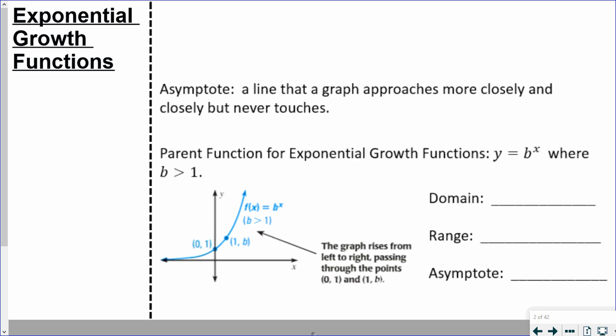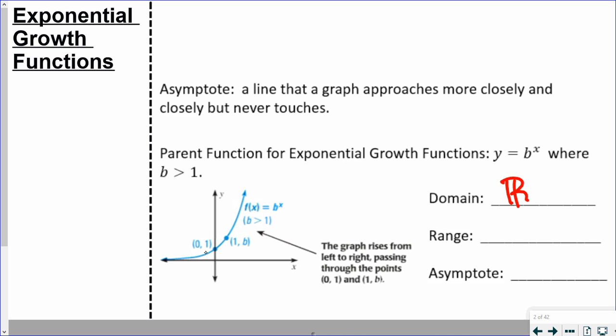Now we have the exponential growth parent function. It's always in this form, y equals b to the x power, but the b, which is your base number, has to be bigger than 1 for it to be growth. It'll go through (0, 1), and it rises from left to right, so that's your growth. It also goes through the point (1, b), whatever that base number is, because if I plug in 1 for x, b to the first power is just whatever the b value is. Our domain for exponential functions is always all real numbers.